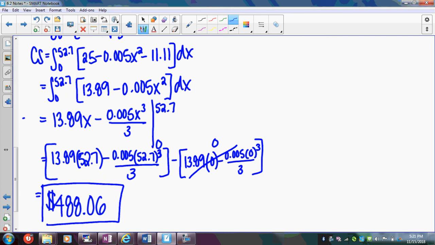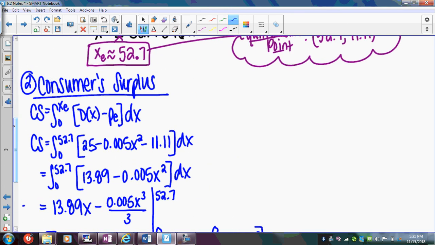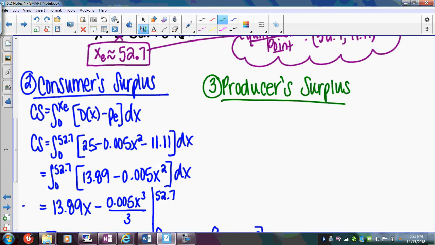And then if we look at the producer surplus, that's the next one here, and the last part. And remember, you could have done steps 2 and 3 in any order. It doesn't have to be like this. Once you know your equilibrium point, it's basically just integrating. It's just plug into these formulas and integrate. There's nothing special about it other than you have to find the equilibrium point. So then we have our producer surplus formula, from 0 to x sub e. It's going to be the price minus the supply function.